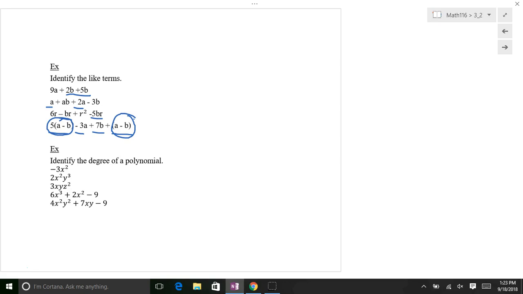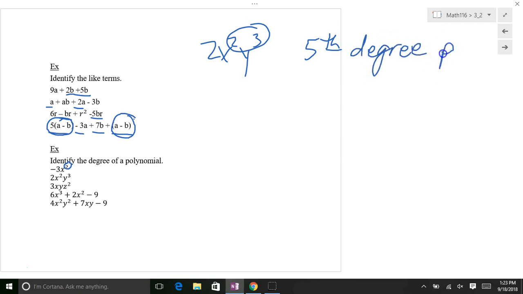So we're classifying this by degree. Well, that's a second degree, so that's a quadratic. Now, this second one here is kind of interesting, the 2x squared y to the third. If you've got multiple variables, what you do is you actually add those up. So this is a fifth degree polynomial, which we did not mention before. That's a fifth degree polynomial.